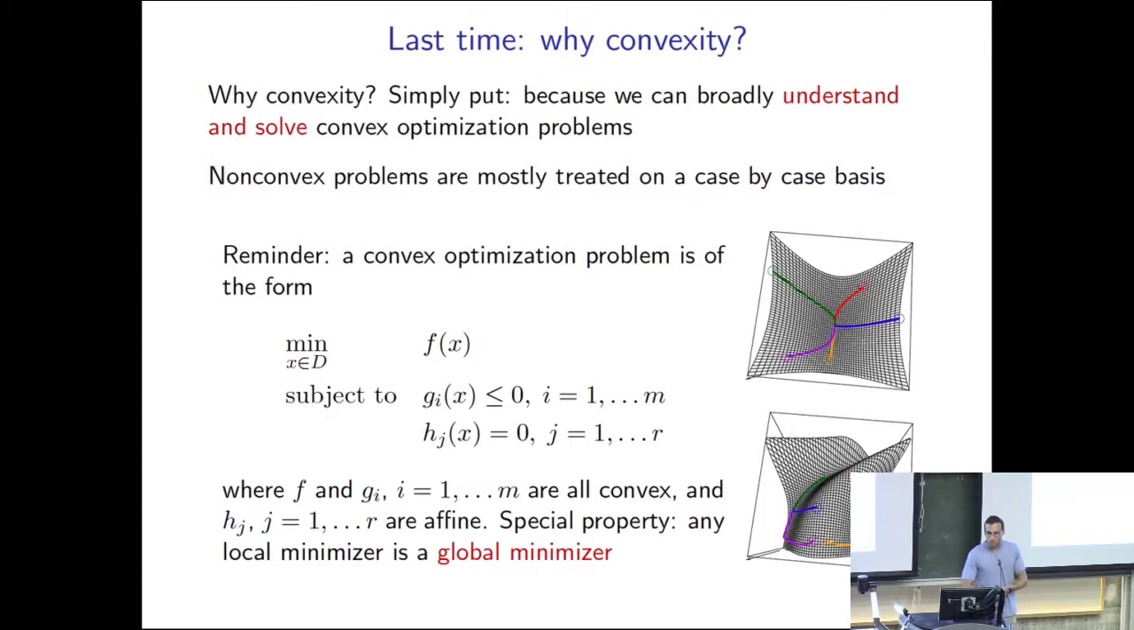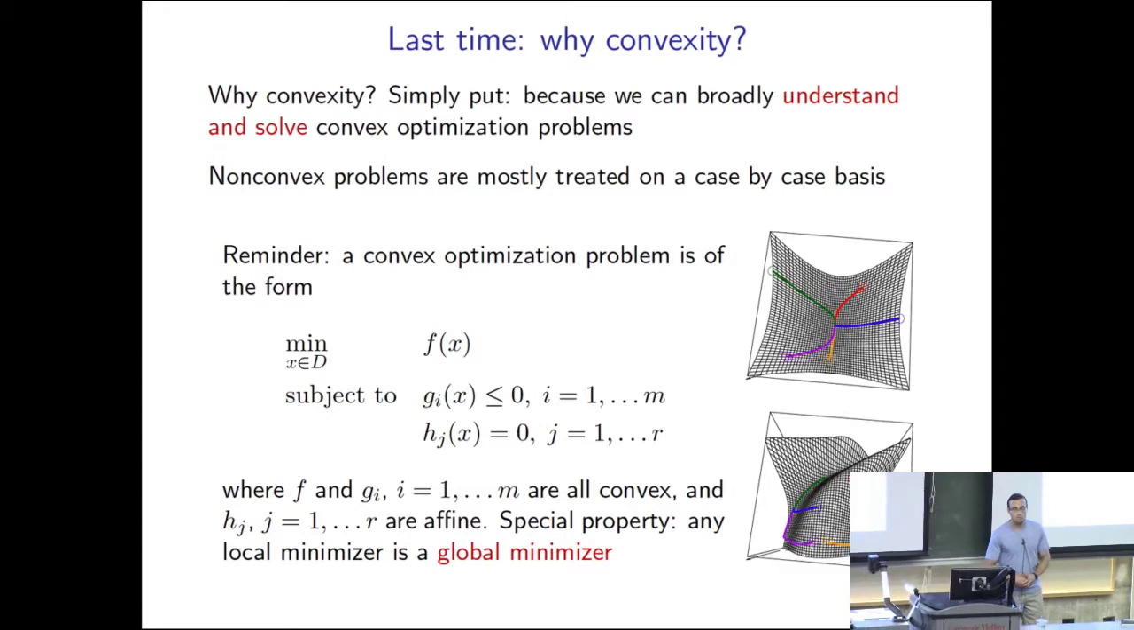Okay, so to recap the message from last time, why is convexity important? Simply put, it's because we can broadly understand and solve convex optimization problems. And non-convex problems, for the most part, we treat on a case-by-case basis. This isn't really fair, but I think it is a fine way to think about it, as a general dichotomy. There are classes of non-convex problems we can solve, and depending on how much time we have at the end, and for advanced topics, I might do a lecture on that. But to first order, you can think about the dichotomy this way.